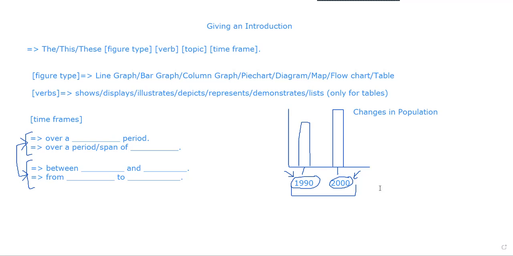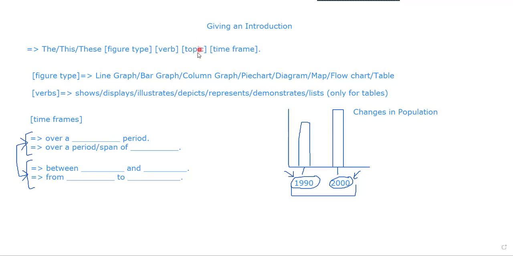Sir, just check what I wrote. The bar diagram represents over a 10-year period between 1990 and 2000. Okay, but you missed the topic. What is the topic of this example? All of the other things you wrote was very good, but this is a must. You have to include the topic.